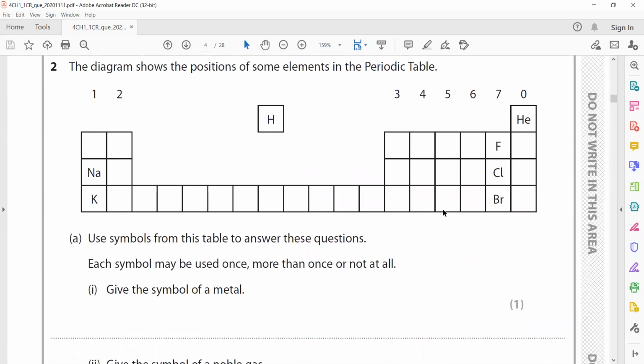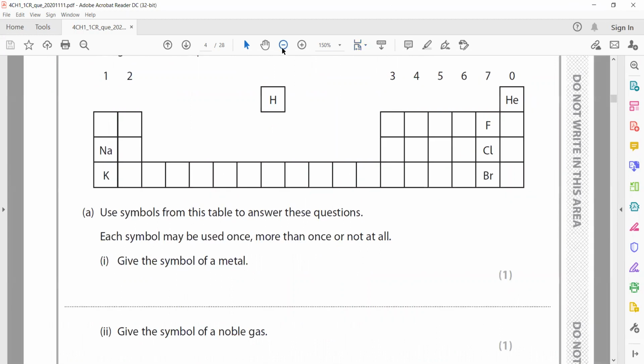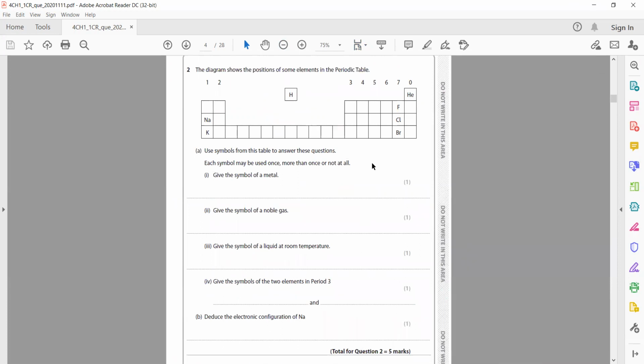The diagram shows the position of some elements in the periodic table. Use symbols from this to answer the question. Each symbol may be used once, more than once, or not at all. So give a symbol for the metal. We have potassium and sodium. These are the metals, Na or K. Symbol for noble gas, He. Symbol for liquid at room temperature, bromine, Br.